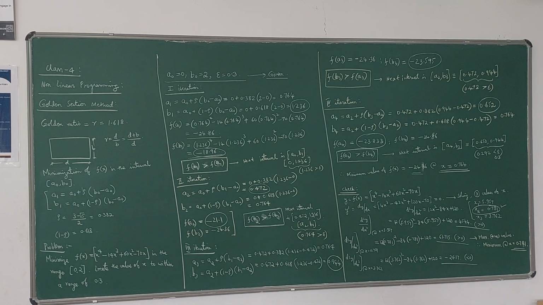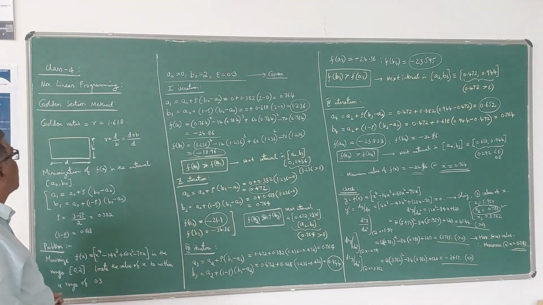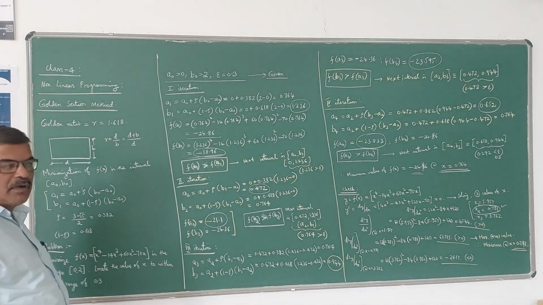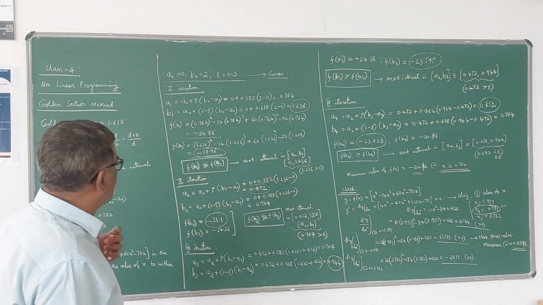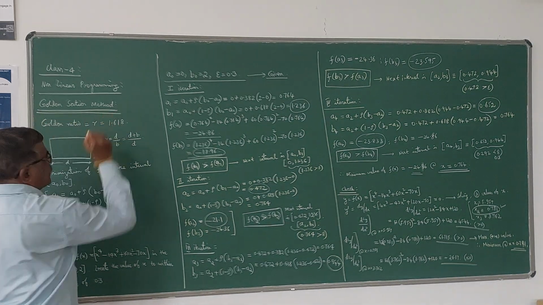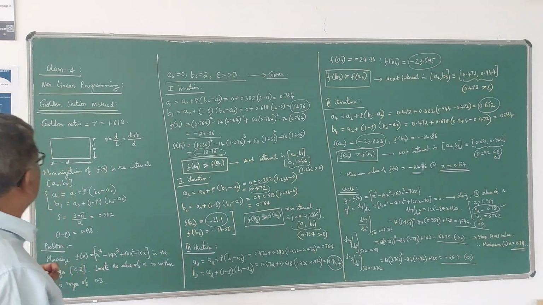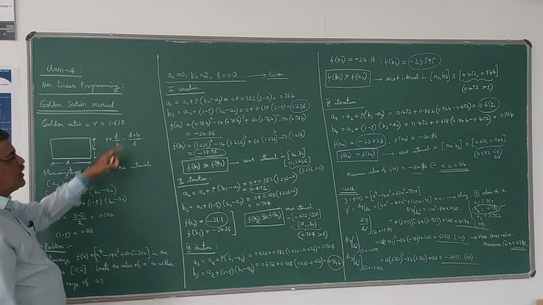Okay, in this class, I will explain another method of nonlinear programming, unconstrained optimization of minimizing a single variable function f of x. This method is called the golden section method. This method is based on a ratio called the golden ratio gamma, which is given by 1.618.